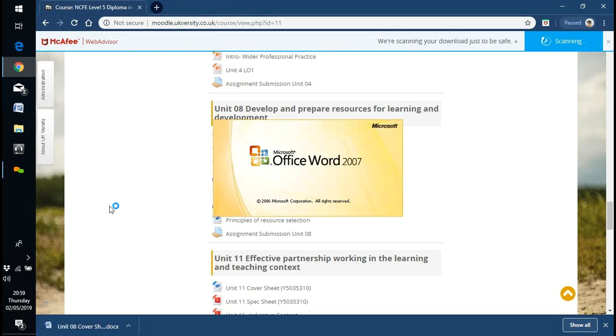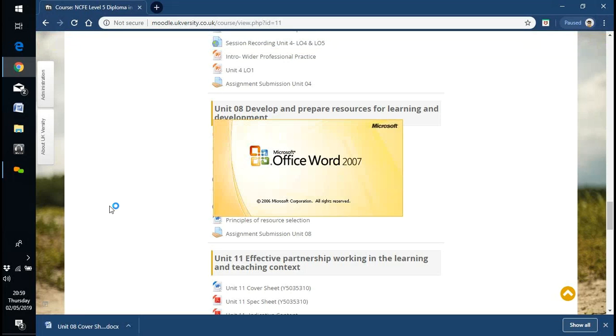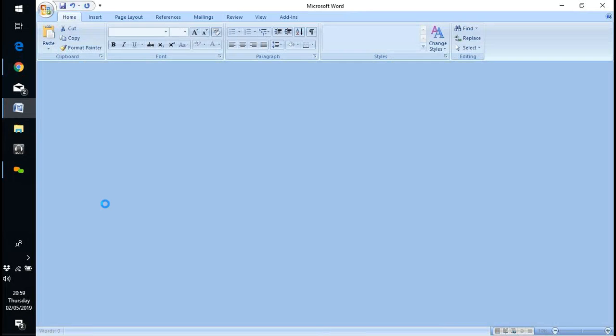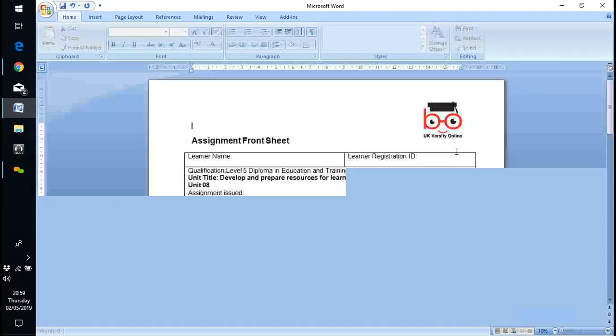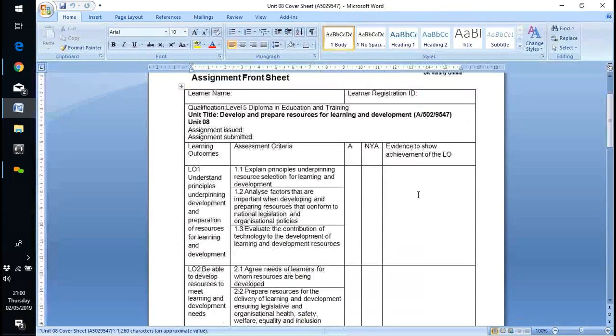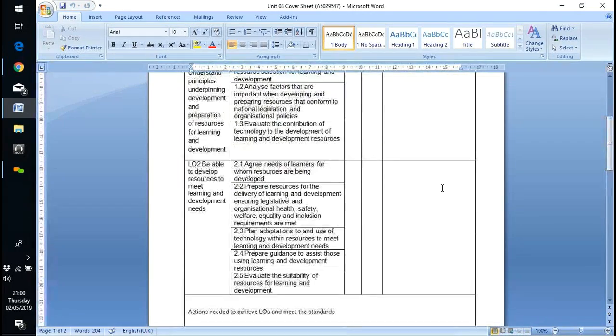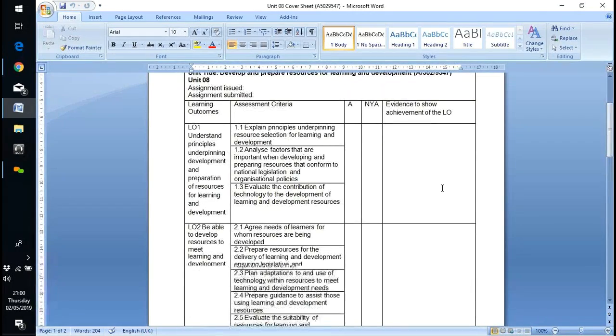I'm not jumping to 8. I'm just going to have a quick look at this to show you what I mean. Yeah, no, that's fine. Eight is L01, yeah? Yeah. L02, and that is it. They're pretty short, aren't they?